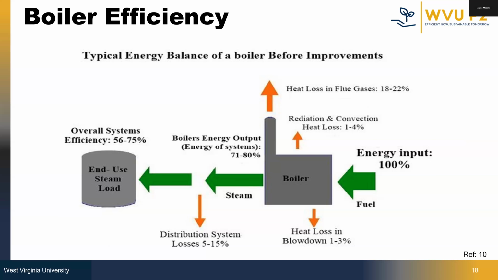Now, the overall system, if we have, say, a steam system, we can expect some additional losses there, depending on the length of the pipe that we have, whether it's insulated or not, and how well, and so forth. And that can be another 5 to 15%. So ultimately, when we get to the end use load of steam, we may be only running at about 55% efficiency.